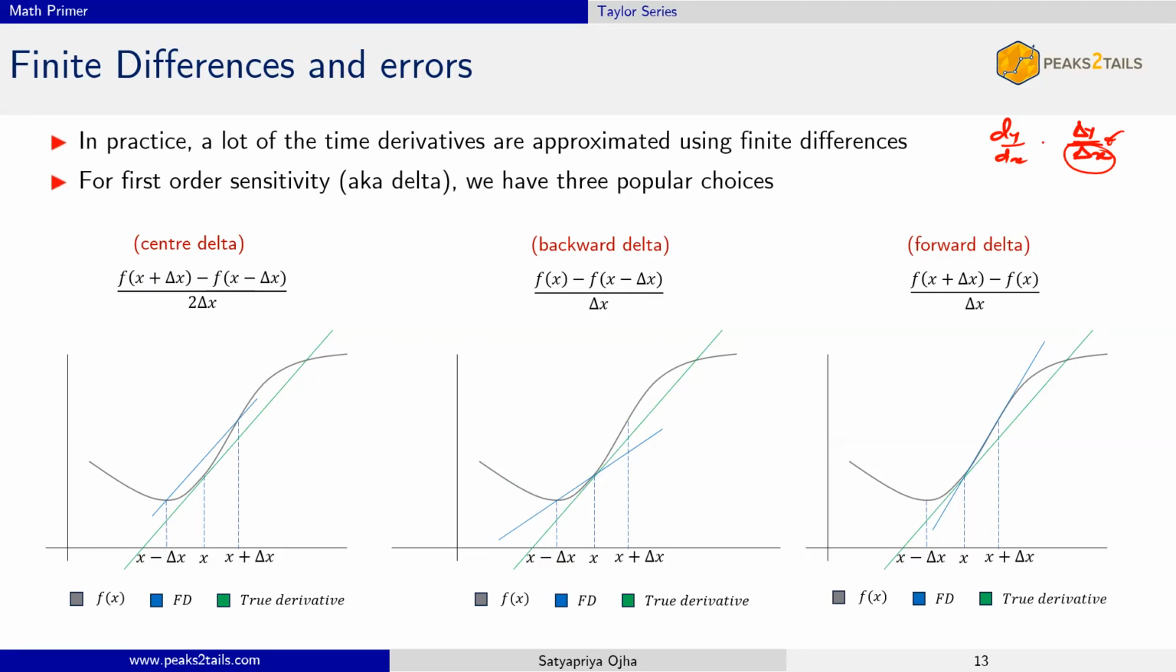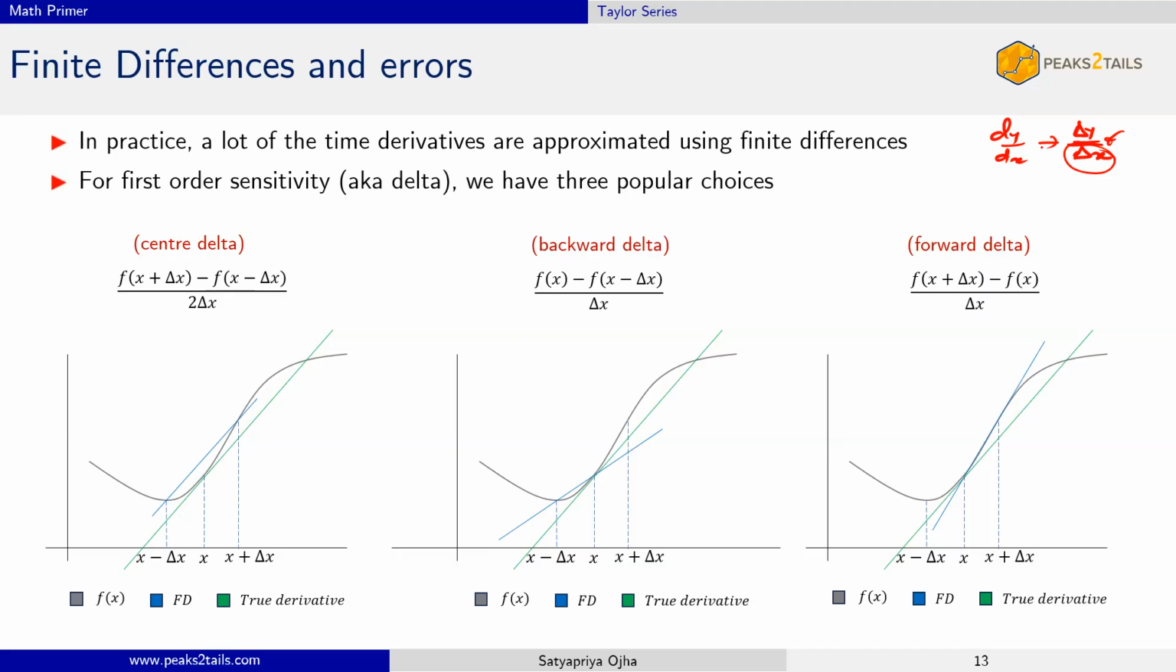Will that be the exact match with the analytical derivative? Of course not. There will be errors. But it is an approximation. So it's called finite differences. And there is a whole different pricing algorithm or pricing engine using finite differences, which is extremely fast and popular. That is something we'll cover in detail later.